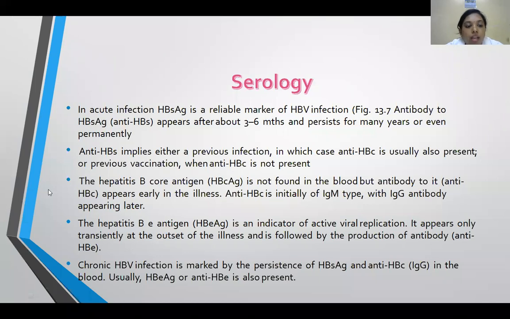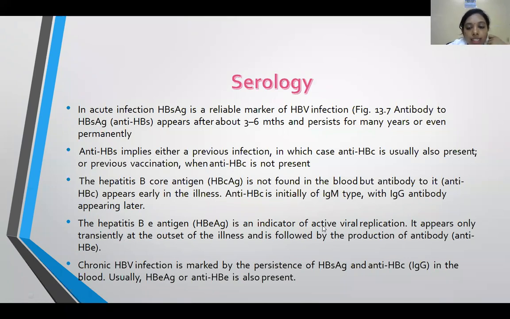The hepatitis B core antigen is not found in blood, but antibody to it is found. So you don't see hepatitis B core antigen in the blood. So what does anti-HBc indicate? It appears early in the illness. It is either of IgM type or IgG antibody. Initially IgM, then later on IgM is cleared and IgG anti-HBc is released.